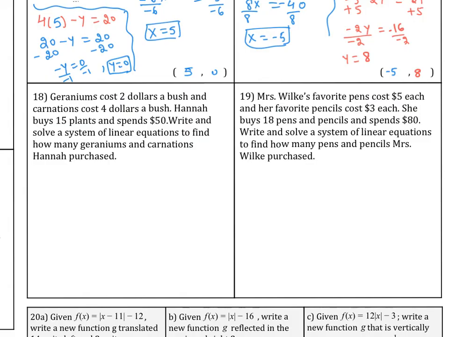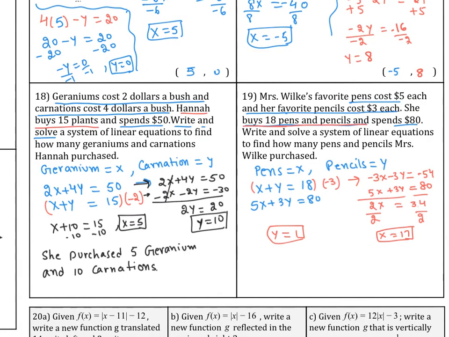Let's just do number 18 here. Now to solve this, we define x as pen, pencil as y. Total number is 18, so x plus y is 18. 5x plus 3y equals 80. Multiply the top one by negative 3 to cancel y, and then you're going to get the x value as 17. By plugging it into the main, you get y as 1.